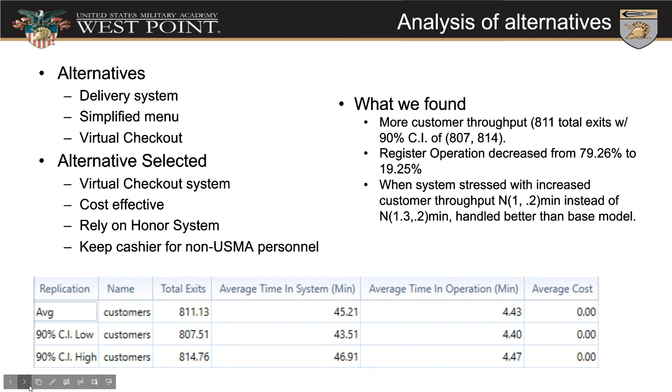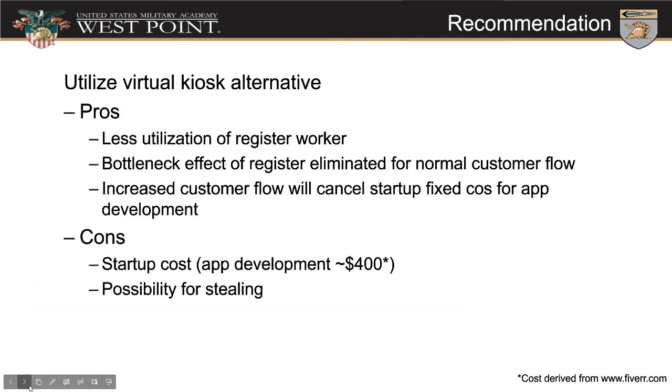And we altered our arrival distribution, which again we said was one of the biggest factors, and found that this alternate system handled a tighter arrival distribution better than the previous system as well, meaning it could handle that increased customer throughput on high days. So our recommendation: try and implement this virtual kiosk alternative, right? It kind of negates that bottleneck effect that we were seeing in our previous simulation, and it'll pay for itself very soon. Some of the cons of this is that there's startup costs associated with the app development.